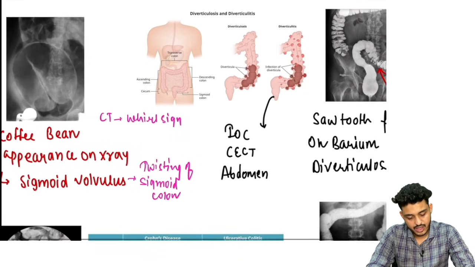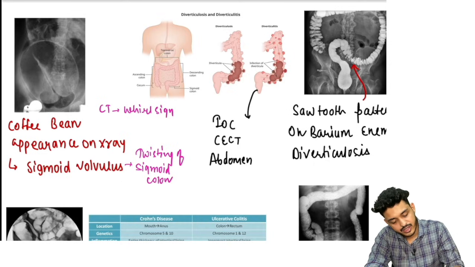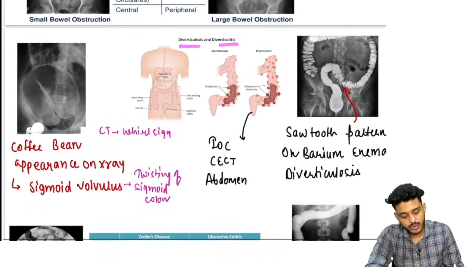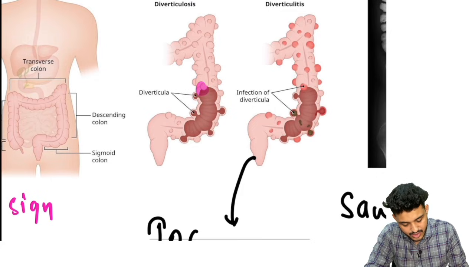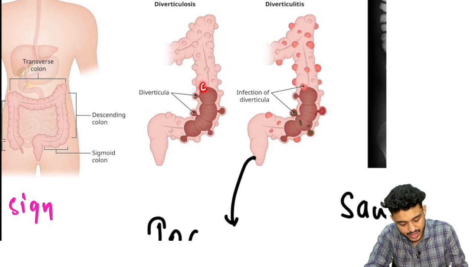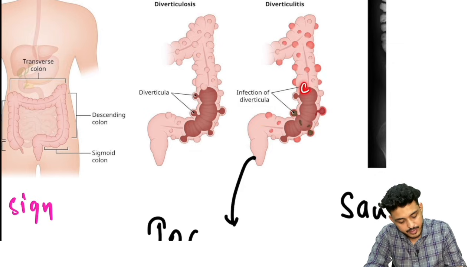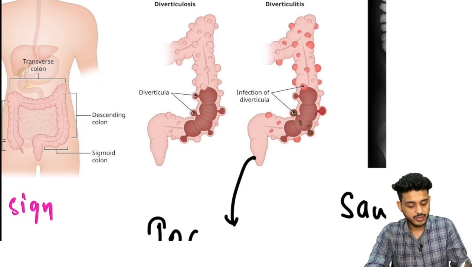Then we have got diverticulosis and diverticulitis. These are small outpouchings that you are finding in the intestine. These small outpouchings are known as diverticula. And if there is inflammation or infection of these diverticula, what do we call it?